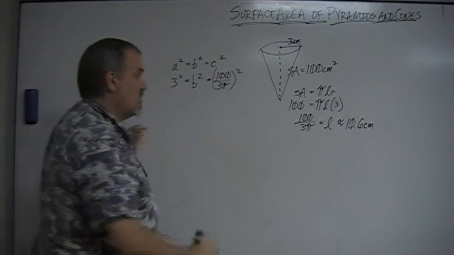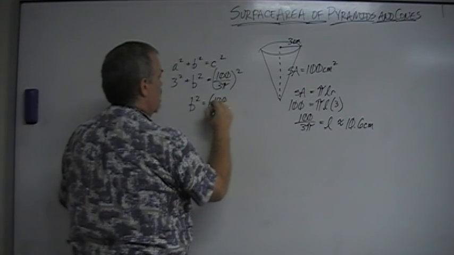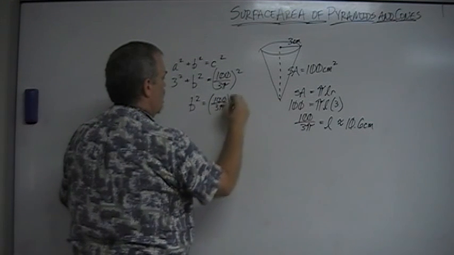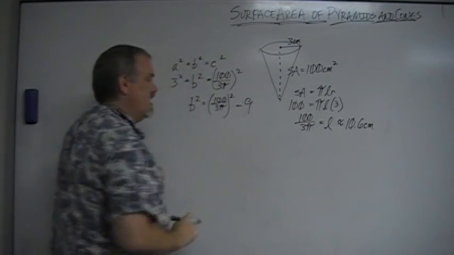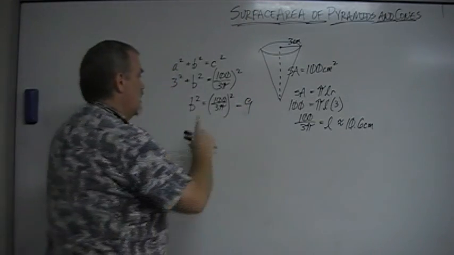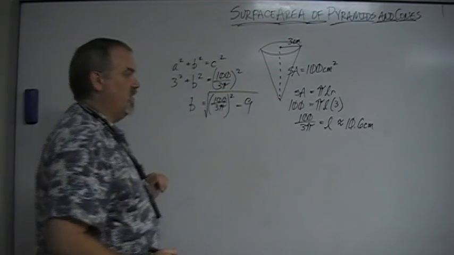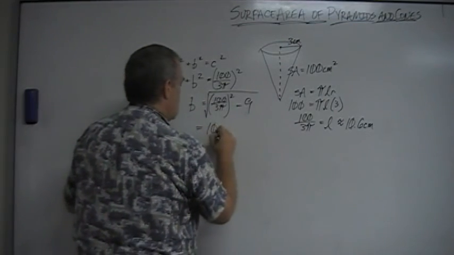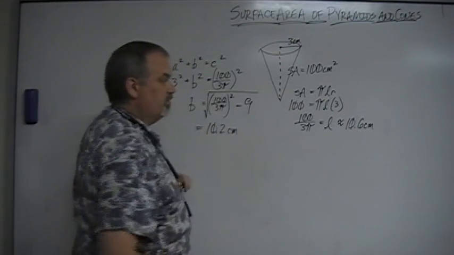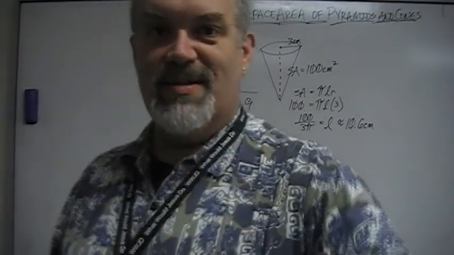And if I want b squared, it equals that number minus, because I'm moving the 3 squared to the other side, 9. And if I just wanted b, then I can take the square root of the whole thing. And if I wanted 2 decimal places, it gives me 10.2 centimeters long. And that is surface area of pyramids and cones.